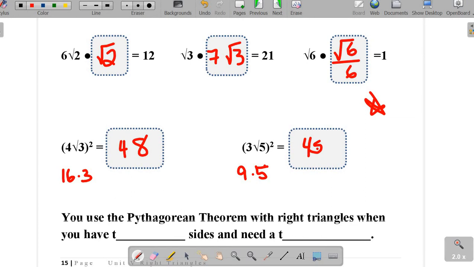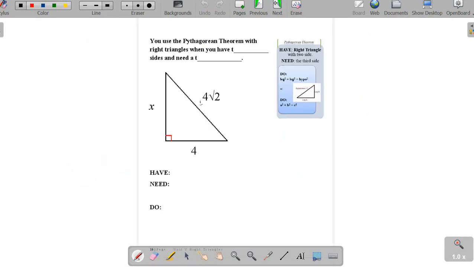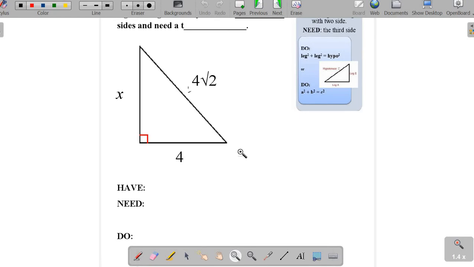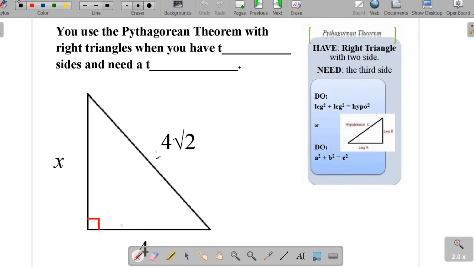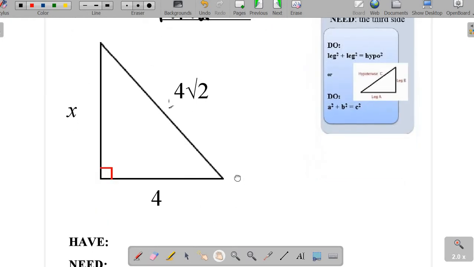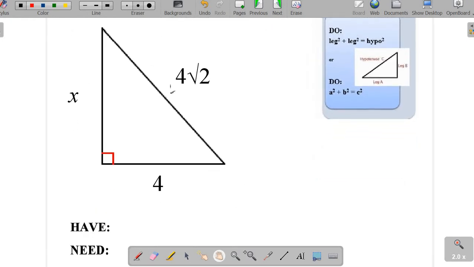You use the Pythagorean theorem with right triangles when you have two sides and you need a third side. Have two sides, need third side, Pythag. Taking a look here, we're going to do this one together. Use the Pythagorean theorem when you have two sides and you need a third side. Have two sides, need third side, Pythag.